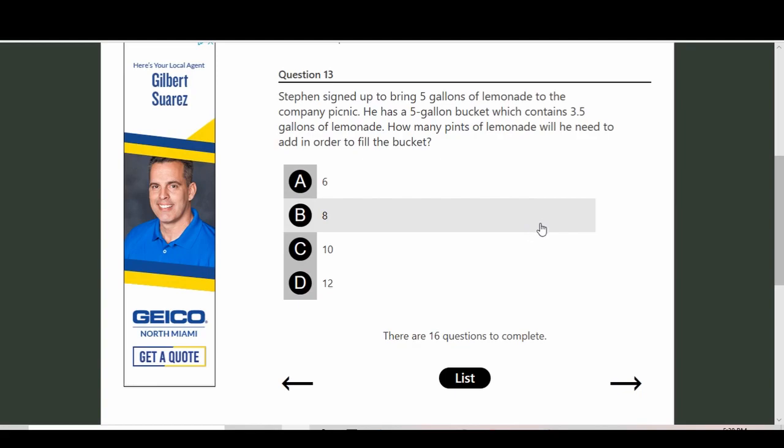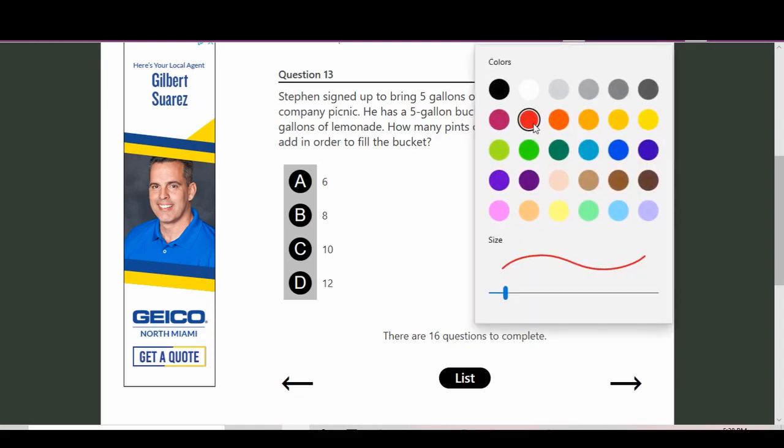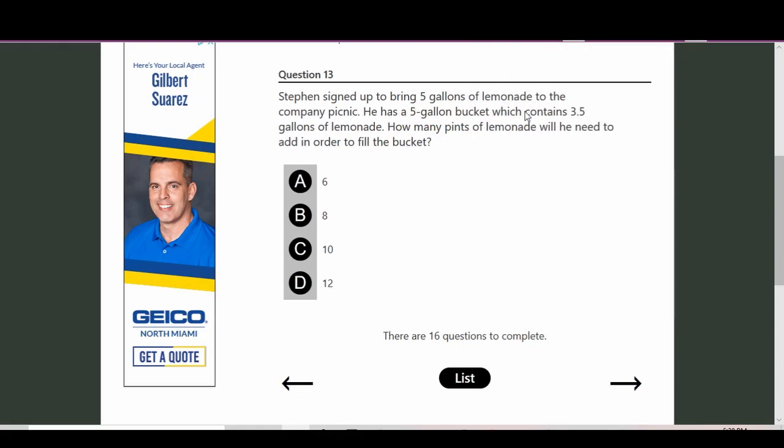Okay, 13 says Steven signed up to bring 5 gallons of lemonade to the company picnic. He has a 5-gallon bucket which contains 3.5 gallons of lemonade. How many pints of lemonade will he need to add in order to fill the bucket? Okay, so this is an interesting problem. He has to bring 5 gallons. He has a 5-gallon bucket that's only 3.5 gallons full. So the first thing I'm going to do is take 5 gallons and subtract 3.5 from that.